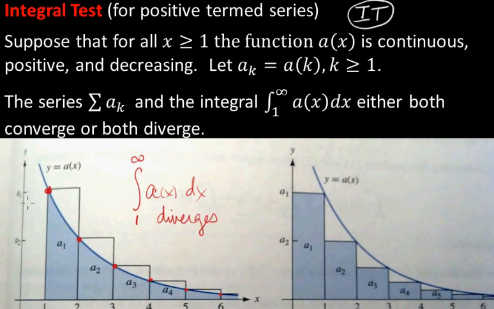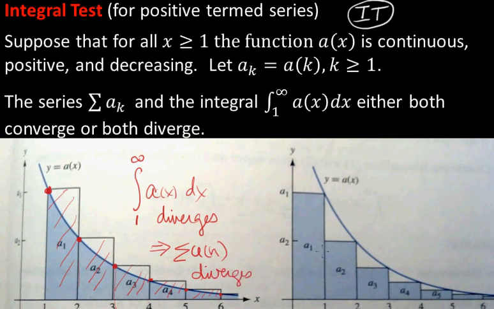If the integral of a of x dx diverges, then look, the rectangles each have width 1. So the sum of the areas of the rectangles is the sum of the series: a of 1 times 1, plus a of 2 times 1, plus a of 3 times 1. If the improper integral, the blue area, is not finite, then certainly the sum of the areas of the rectangles is not. So if this diverges, we can see that sigma a of n diverges.